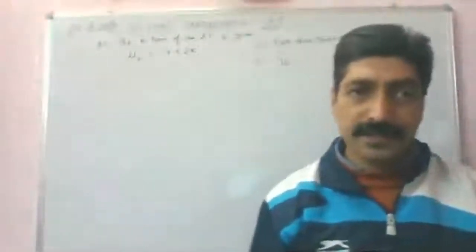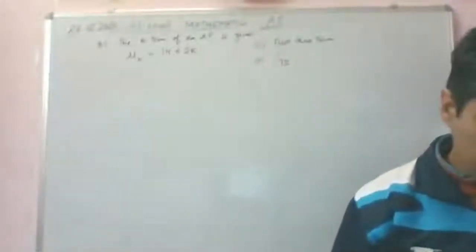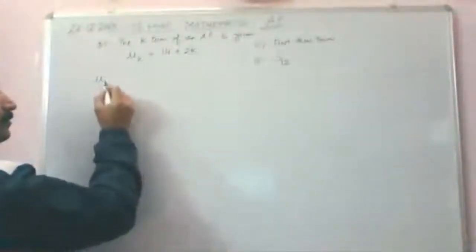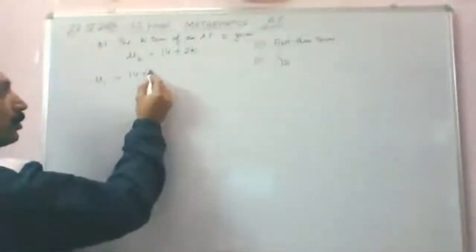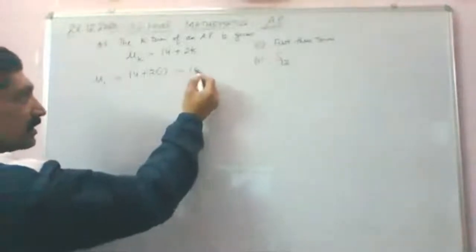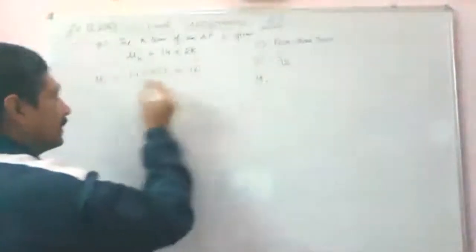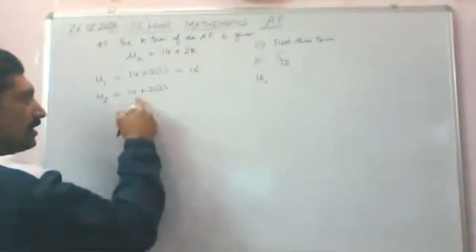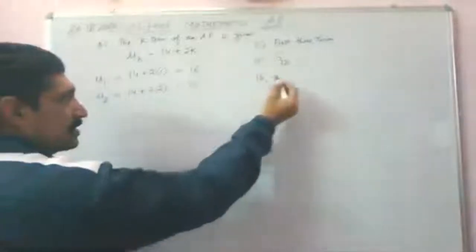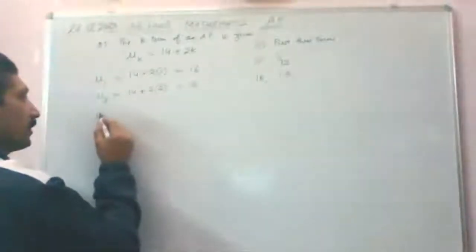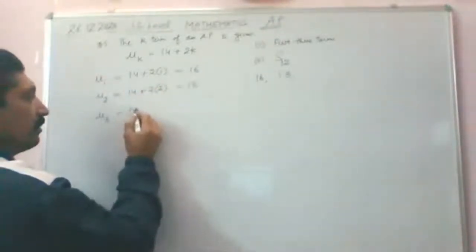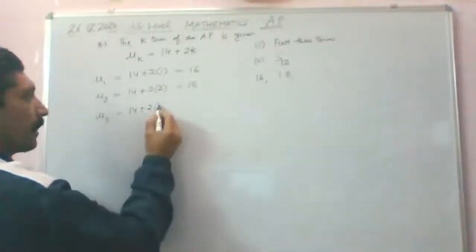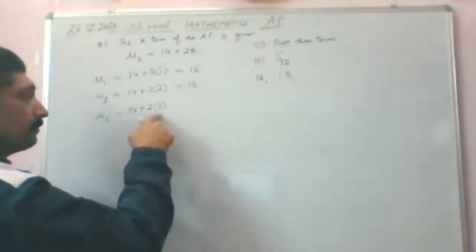So how to find the first three terms? Here u1 is equal to 14 plus 2 into 1, that is equal to 16. So the first term of the AP is 16, right? Second term is 14 plus 2 into 2, that is 14 plus 4 is 18. So the next term is 18, right? Third term, u3 is equal to 14 plus 2 into 3, here it is 20.